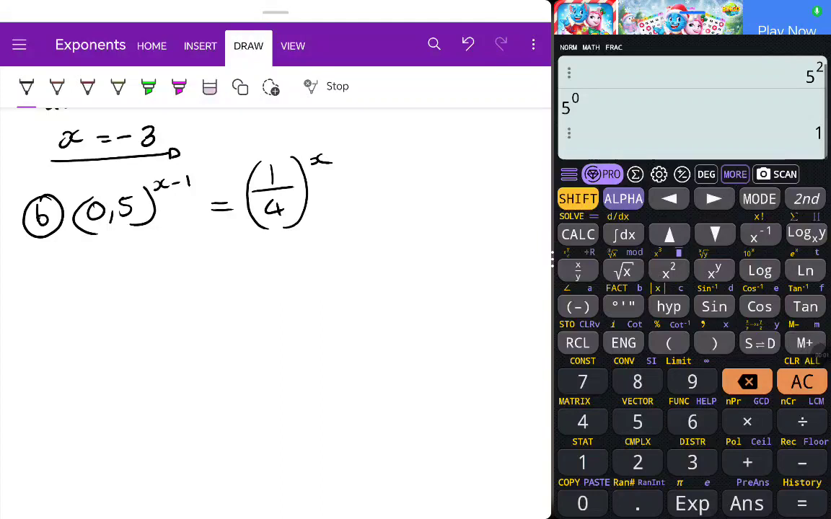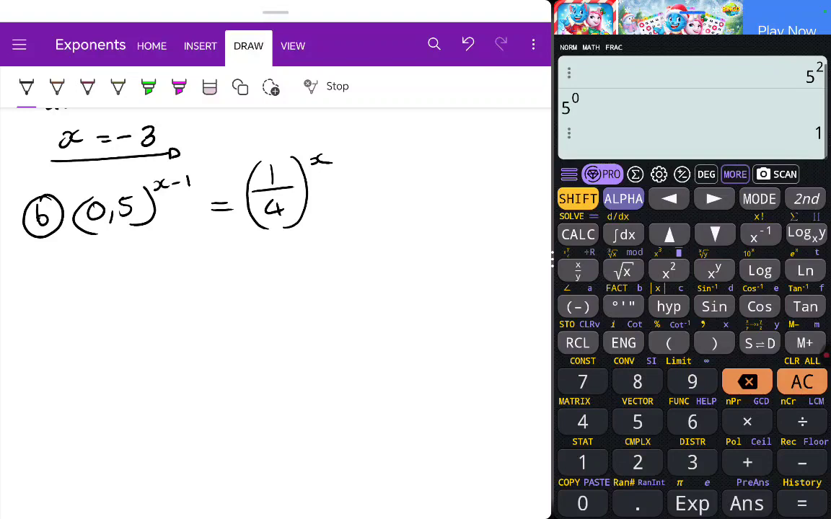Let's do example B. What we want to do is we always want to get the same base, right? Because if you're dealing with exponents, to get exponents alone, you want to drop the bases. To drop the bases, they must be identical. So the first thing we're going to do is aim towards getting the same bases.